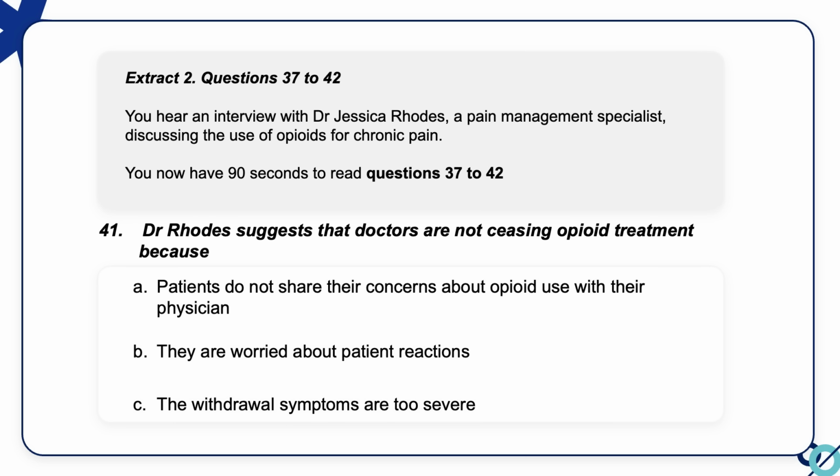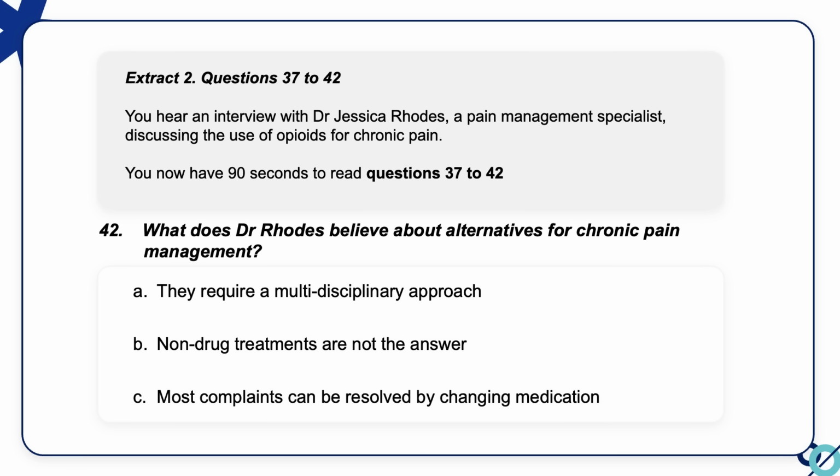Question 41. Dr. Rhodes suggests that doctors are not ceasing opioid treatment because they are worried about patient reactions. Answer B. Dr. Rhodes explicitly states the main problem is that GPs are frightened to do this because patients show a lot of resistance. So why not C? She does mention withdrawal symptoms as a barrier. However, she introduces this as an additional point. There are also other barriers, whereas the question asks for the primary reason, which she identifies as the fear of patient resistance.